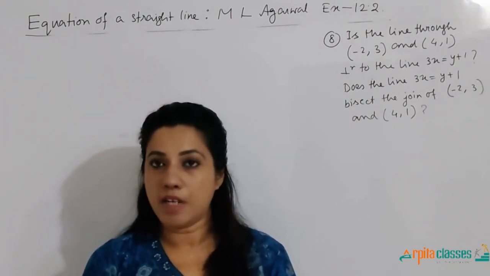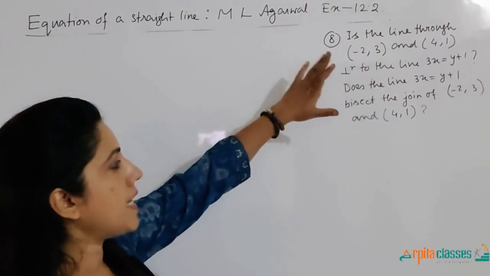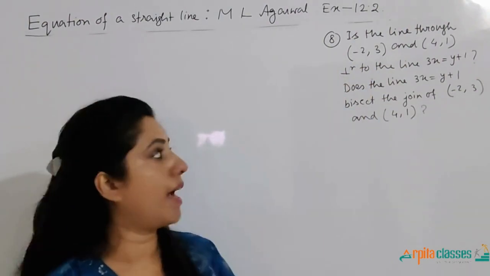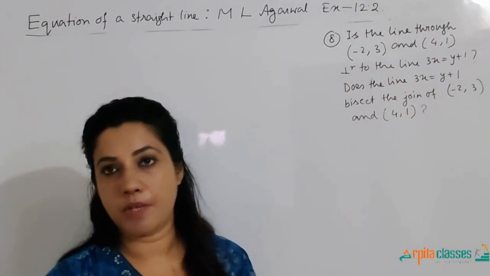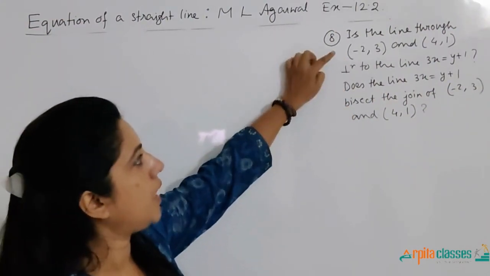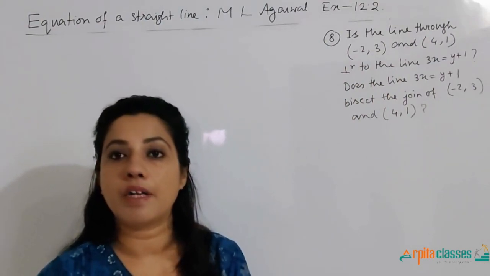Now question number 8 has two parts. First part: is the line through (-2, 3) and (4, 1) perpendicular to the line 3x = y + 1? To see if they are perpendicular or not, we need to see whether m1 into m2 is equal to -1 or not.